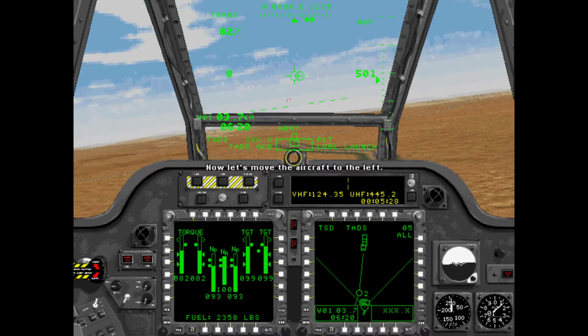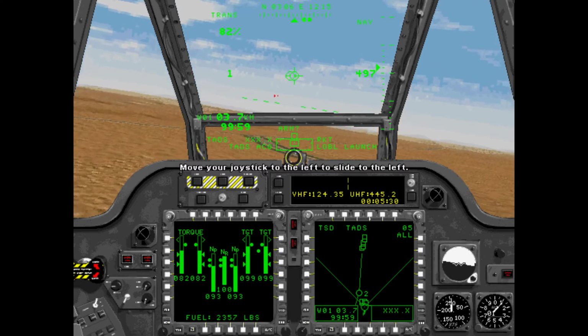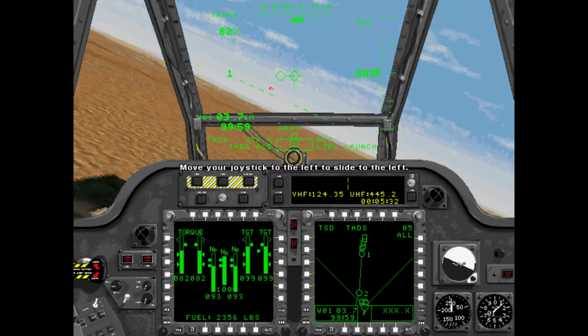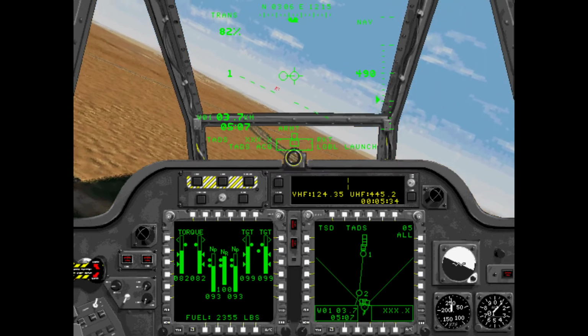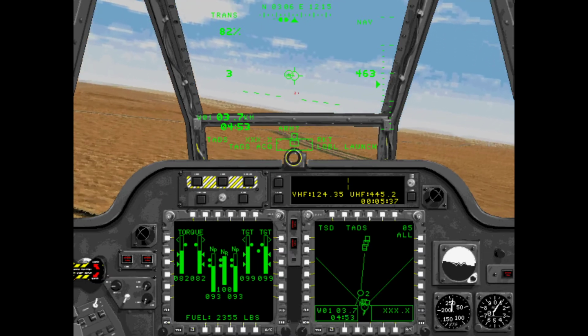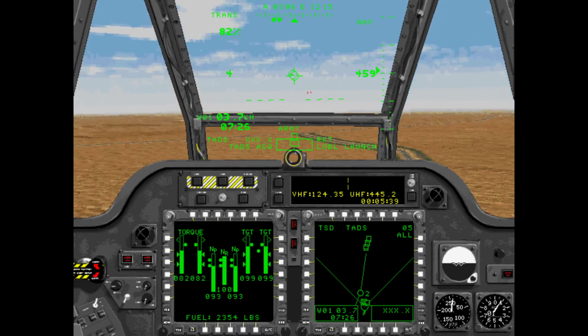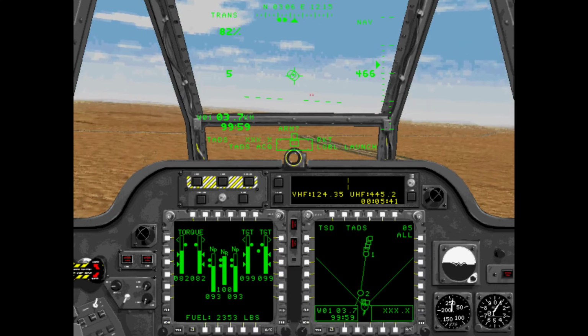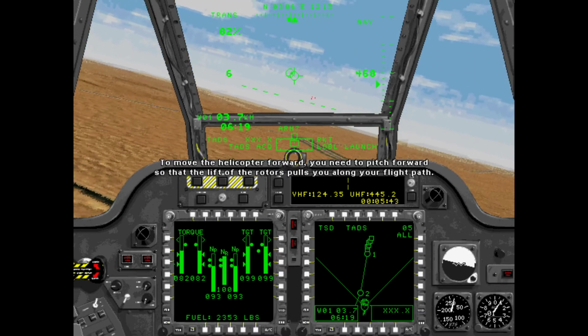Now let's move the aircraft to the left. Move your joystick to the left to slide to the left. That's got it. Move the helicopter forward.